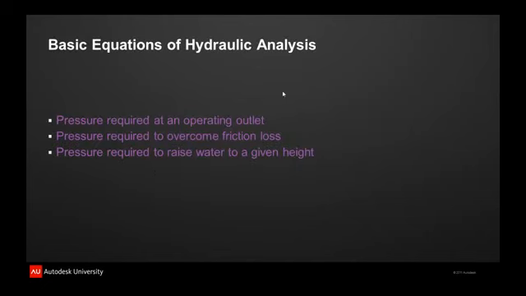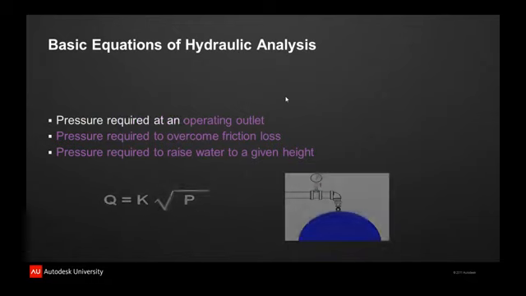Those equations are actually three equations: the pressure required at an operating sprinkler, then the pressure it takes to push the water for that sprinkler and all subsequent sprinklers through the system to overcome friction loss, and then finally the pressure required to actually raise the water to whatever level we need it. That first equation we'll study empirically, and let me start by giving you the punchline. The formula itself is Q, that's the flow out of a sprinkler, equals K, that's a constant for the sprinkler orifice itself, times the square root of P, which is the pressure at that orifice.